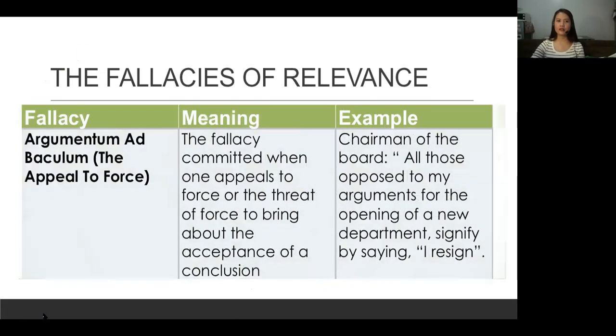Okay? Next. Fallacy, argumentum ad baculum, the appeal to force. When we say appeal to force, it is committed when one appeals to force or threat of force to bring about the acceptance of a conclusion. Chairman of the board: all those opposed to my arguments for the opening of a new department, signify by saying, I resign. See? Appeal to force. Threat na if you're going to oppose his argument, you're going to signify and say na nagre-resign ka na. So, force or threat. No? Pag di ka sumunod, papatay kita. Kapag di ka nagbagong adik ka, patay ka. So, that is the appeal to force. Ad baculum.